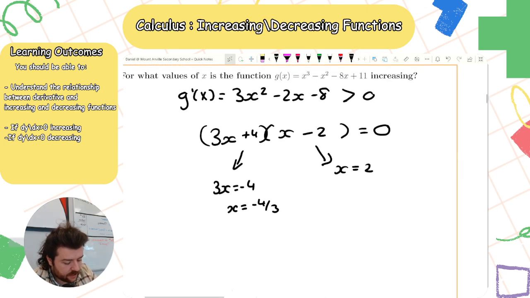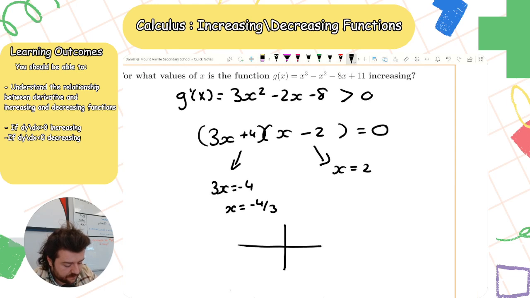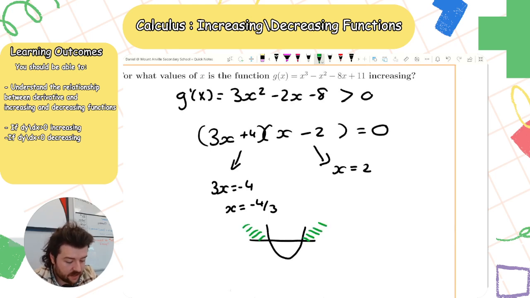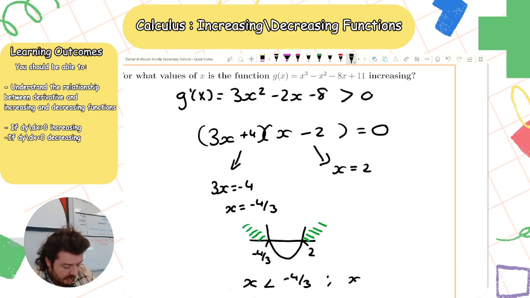So my function is increasing where it's greater than 0. The values are not trapped. Therefore, this is 2 and this is minus 4 over 3. We can say if x is less than minus 4 over 3 and x is greater than 2, that is where my function is increasing.